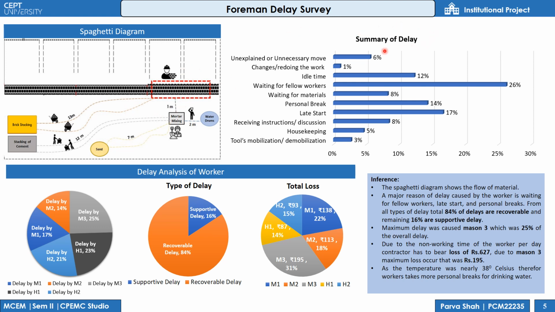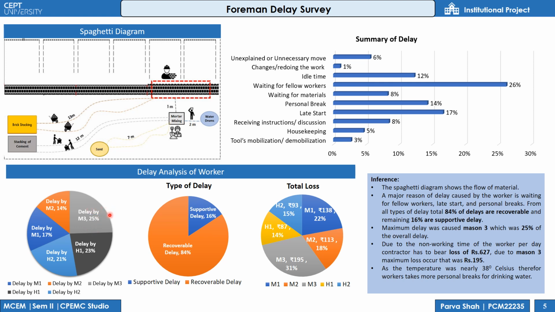This graph shows the summary of delay caused by workers. From this graph it can be said that the maximum delay caused by workers is due to waiting for fellow workers, which is 26%, late start which is 17%, and personal breaks which is 14% of overall delays. As the activity was observed the temperature was 38 degrees Celsius, therefore workers take more personal breaks to drink water.